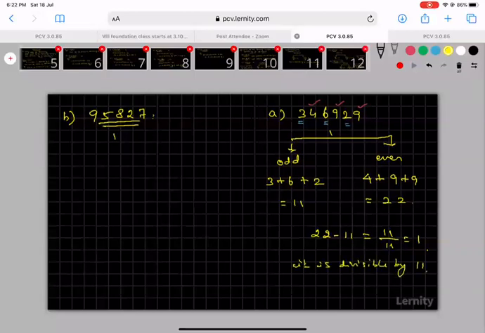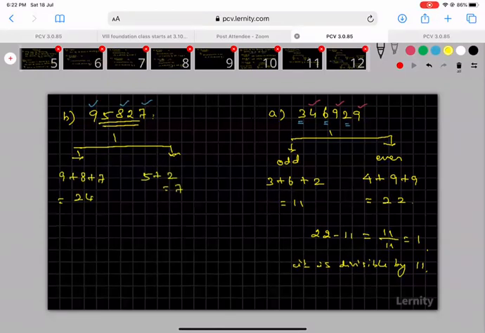Okay, here you see now I am taking this. Here which one is odd? Odd I will tick in blue color. 9, 8, 7, all are odd numbers. That is 9 plus 9 plus 8 plus 7. So the total is 24. Even numbers means 5 plus 2, I am getting 7.